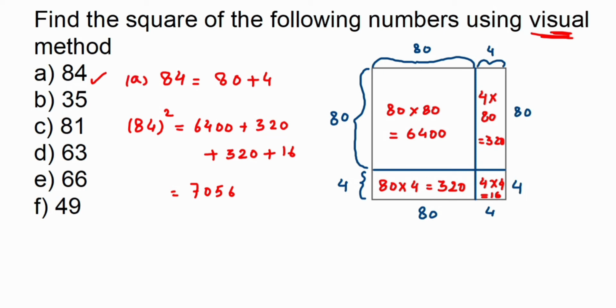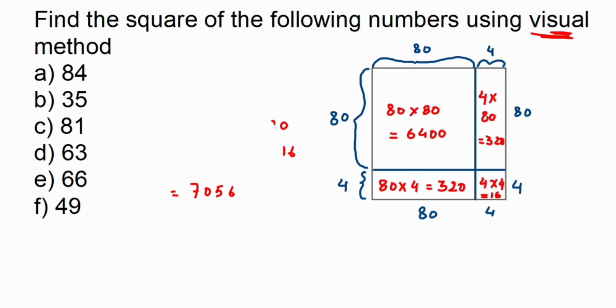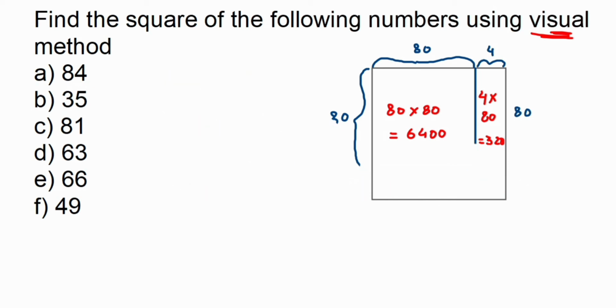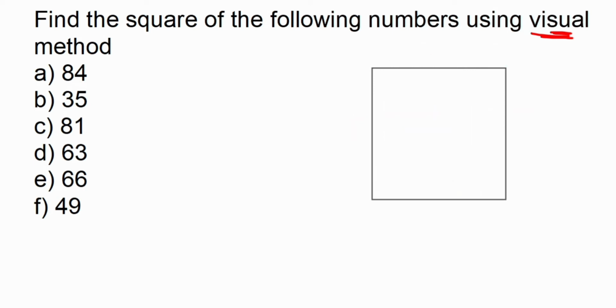Let's move on to the next one, which is 35. So I'm keeping a square like this, and I'm going to keep those lines all the same way. So let me take this as 1, and this is 1 more. Okay, now the next number is 35.